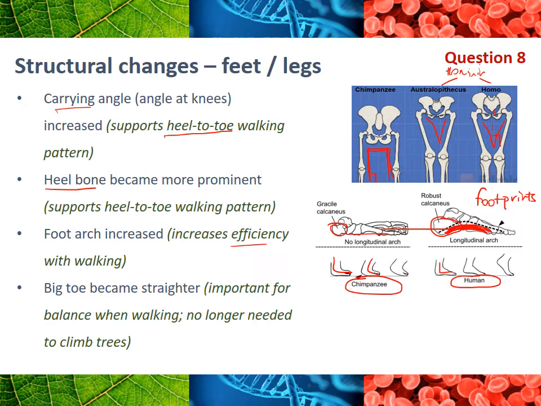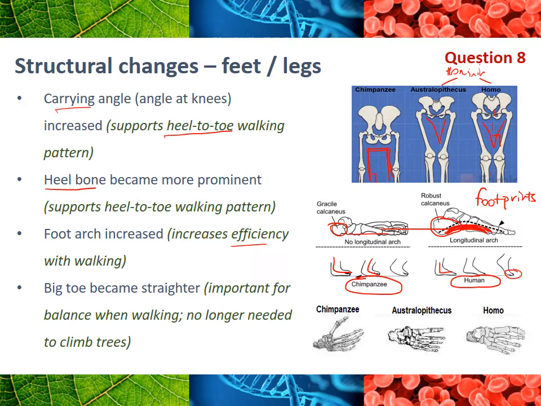And then the last one is that our big toe became straighter. So our big toe is really important for pushing off while we walk, but also we don't need our big toe to climb trees anymore. So chimpanzees still have this prehensile grip in their foot. They're able to oppose their big toe around and hold on to trees. We don't need that. Our big toe has become a bit thicker and straighter to help us walk. Okay, so again, really important that you know each of these and that you can explain why they are important. So once you've written them down, I want you to go in and answer question 8.